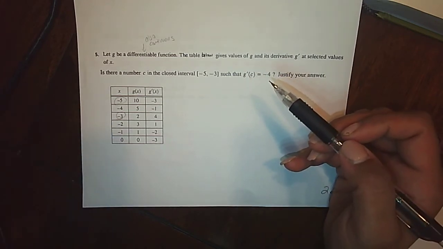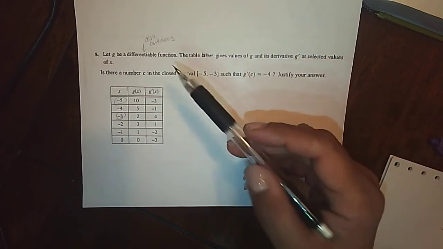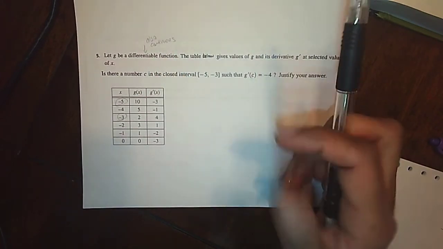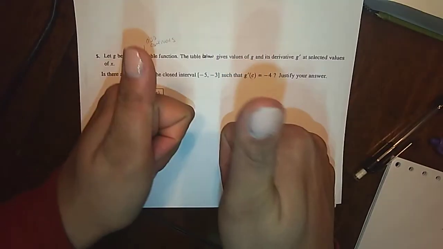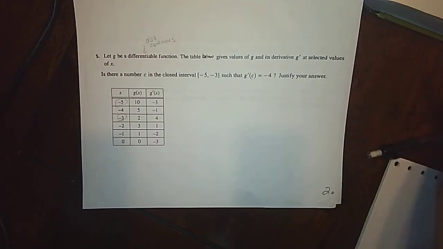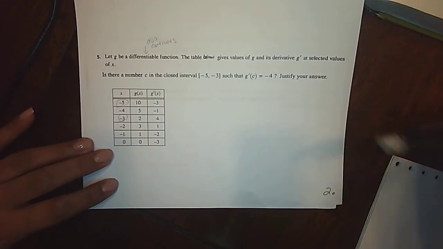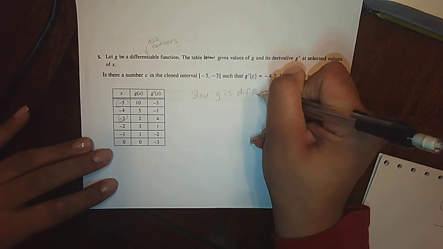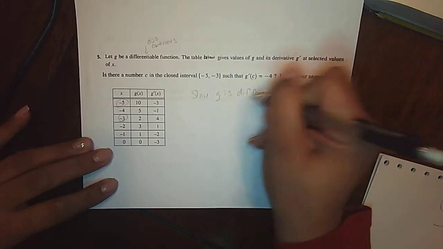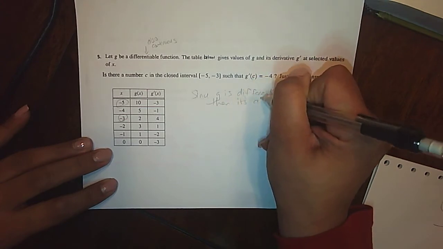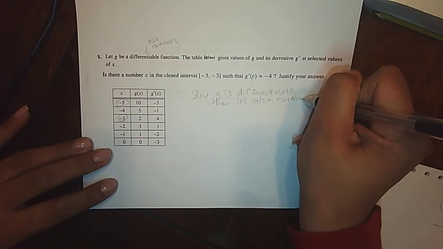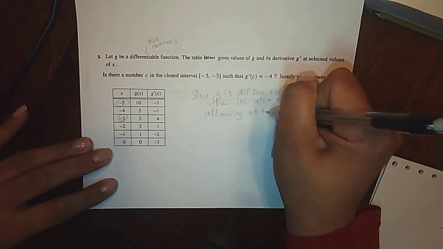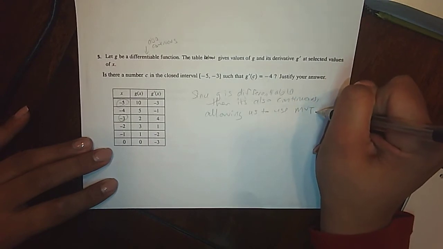Now, before I apply the mean value theorem, let's make sure it's applicable. This function g is differentiable, and if it's differentiable, it's also continuous. So big thumbs up. I'm trying to draw a thumbs up. Big thumbs up to the mean value theorem. And you should address that. We should address it. That since g is differentiable, then it's also continuous, allowing us to use MVT.